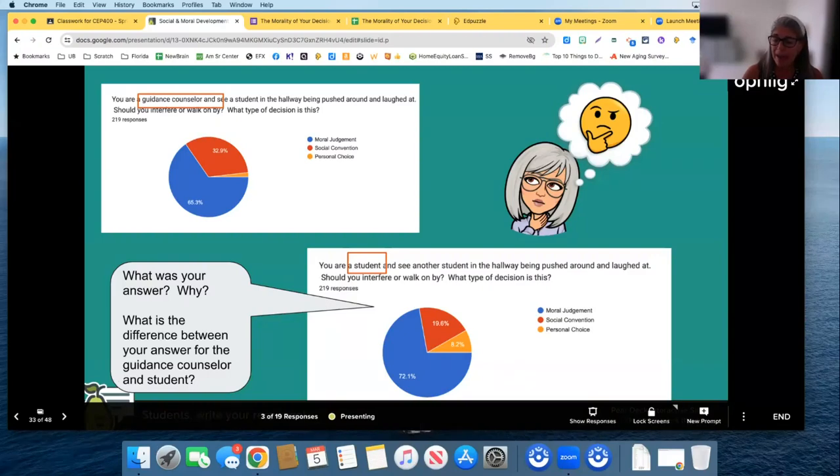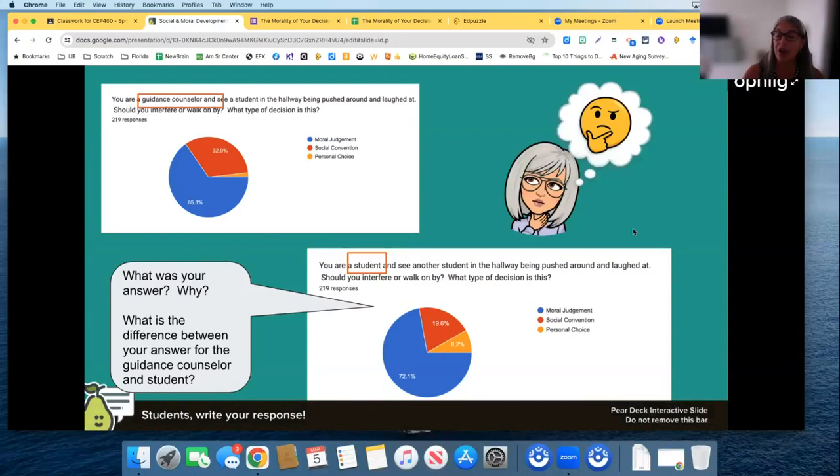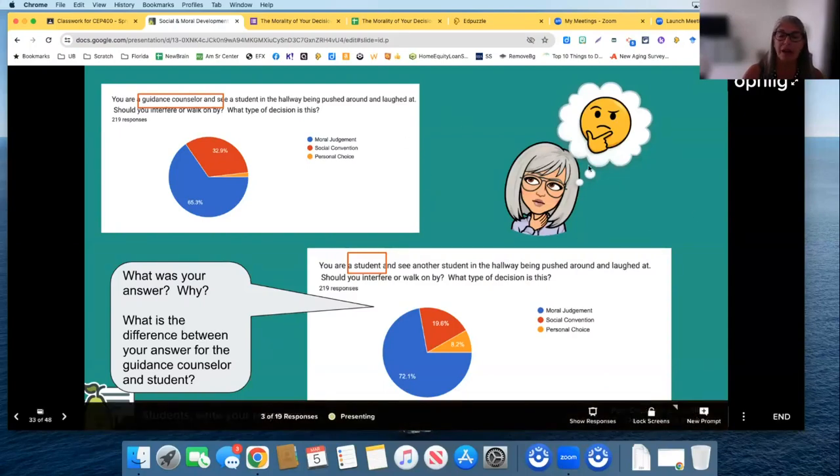So I'm going to put you back in your breakout rooms, and I want you to talk about this for a couple of minutes. What do you think about the difference between these two? And what do you think about people thinking something differently than you were thinking? Okay, so I'm sending you off for a couple of minutes.